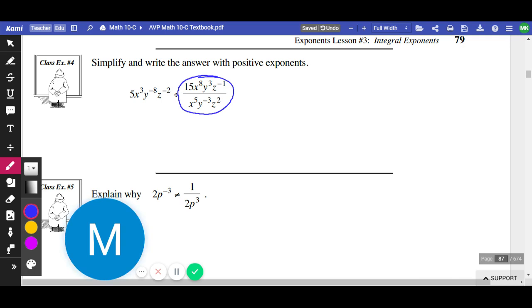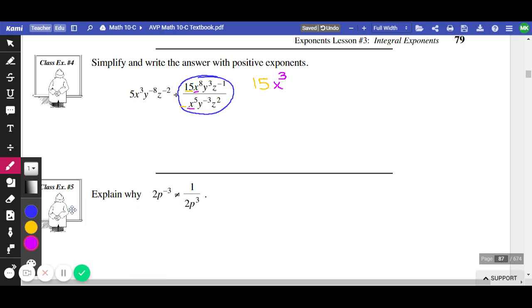When I do that, we say numbers go with numbers, letters go with letters. My numbers, I have a 15 on the top. I have no numbers on the bottom. That means I still have 15 on the top. Next letter, I have x to the power of 8 on the top, x to the power of 5 on the bottom. 8 minus 5 is 3. That gives me x to the power of 3. Remember, when you use the exponent rules, it always goes to the top, even if it's negative.